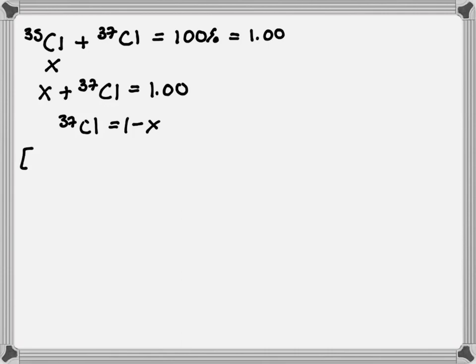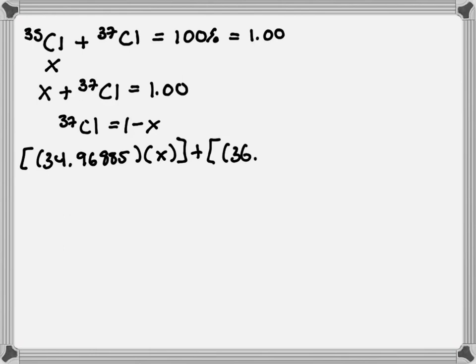So I'm going to have my 34.96885 AMU for chlorine 35 times X as my percent distribution plus my 36.96590 times 1 minus X as my distribution of chlorine 37. And that will all equal 35.453. And now it's a matter of just distributing things out and solving for X.